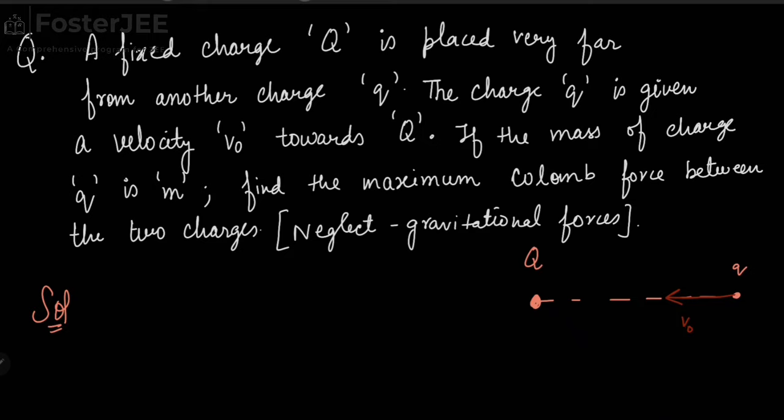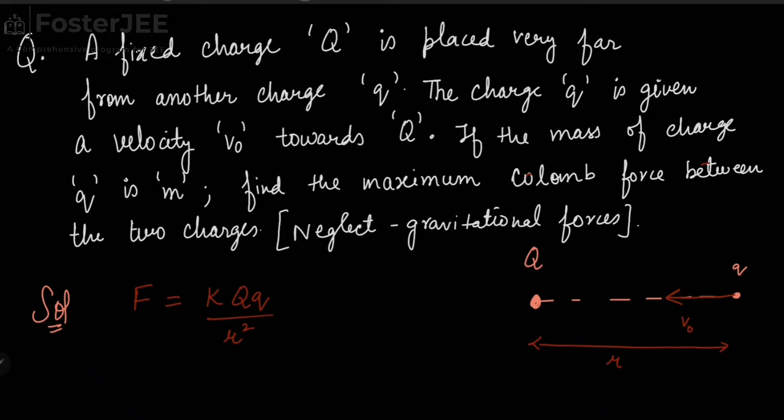Now, we have to calculate the maximum Coulomb force between the two charges. By the expression of force in scalar form, F equals kq by r square, where r is some distance. Initially, the velocity was given towards q, so due to this the distance between the two charges is decreasing continuously.